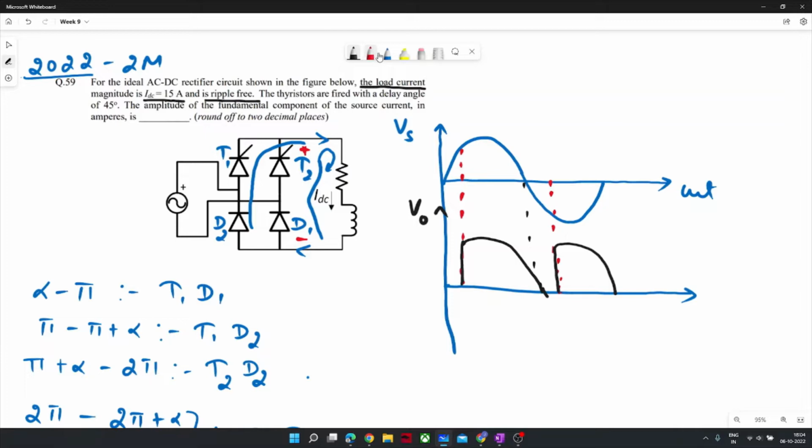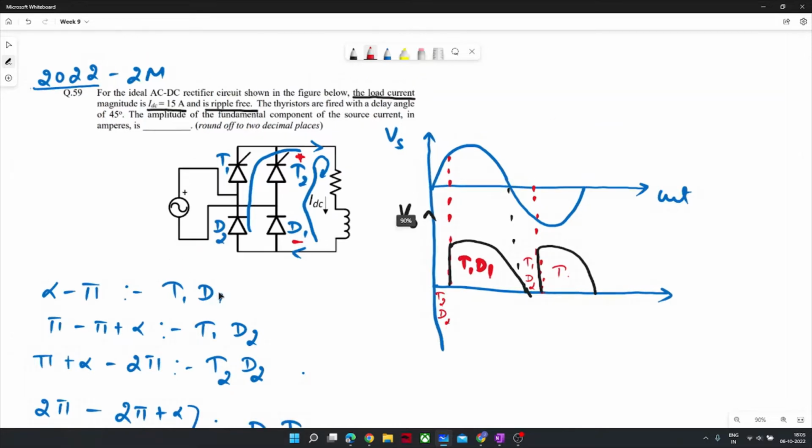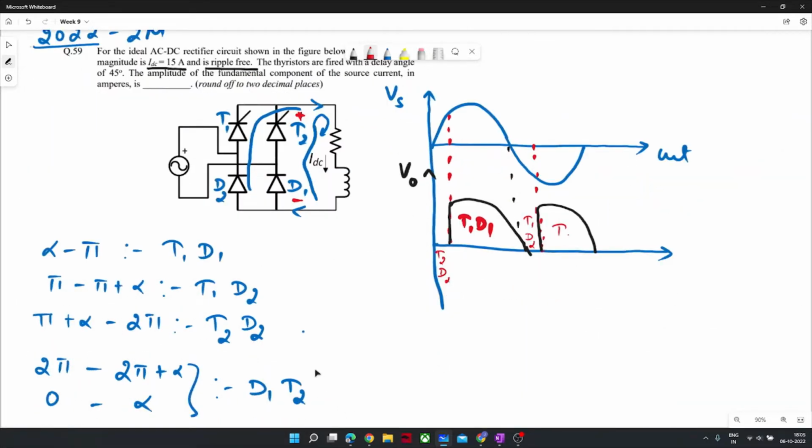Let me write the devices' names which will conduct. So here D1 D1, here D2 D2, here T1, sorry, T1 D2, and here T2, sorry, here T2 D2, here T1 T2.